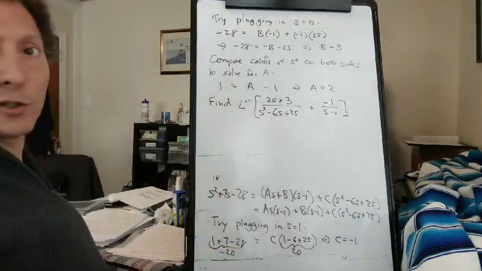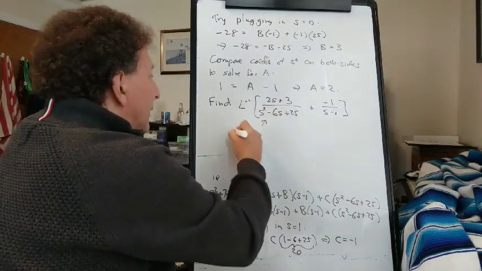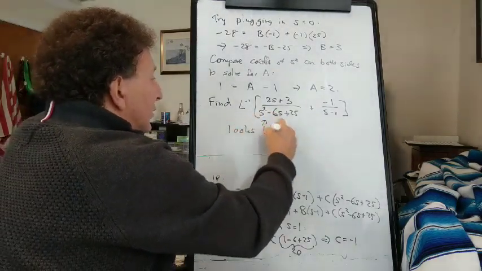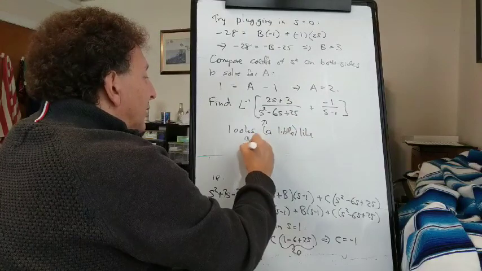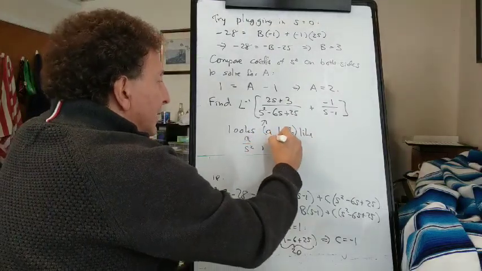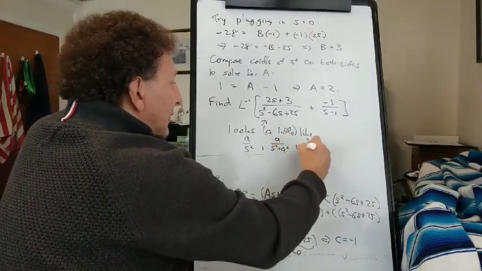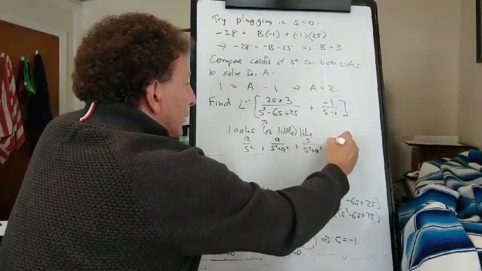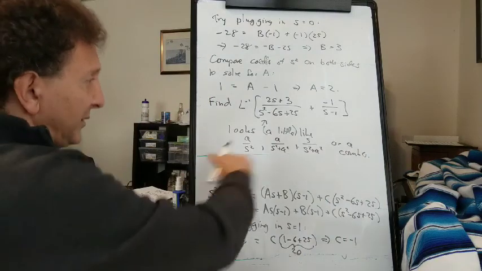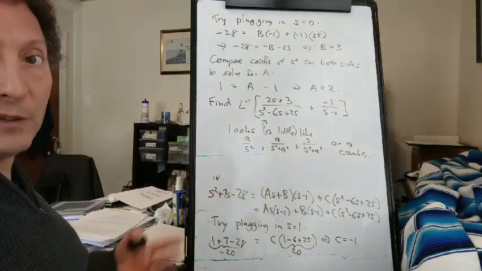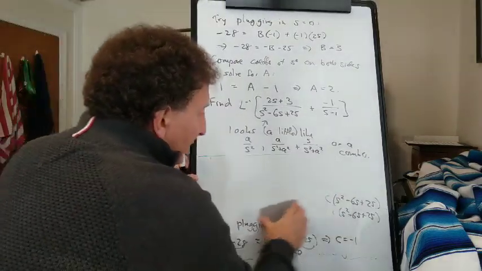This one we need to massage a little bit more, because it doesn't quite look like anything we know. This looks a little like something over s squared, or maybe something over s squared plus something squared, or maybe s over s squared plus something squared, or a combination of these. And if we can express it as a combination of these, then each one of those individually is easy to take the inverse Laplace transform of. So let's start massaging.